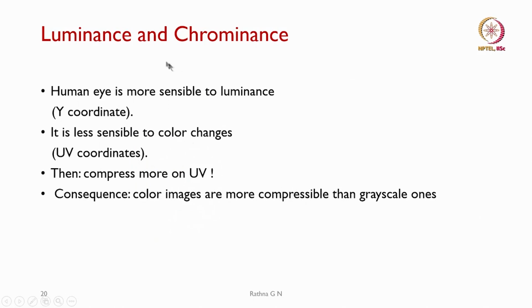So, how are we going to do that? We know that the human eye is more sensitive to luminance, that is the Y coordinate, and it is less sensitive to color, that is the UV coordinates. So, then compress more on UV and less on Y. Consequently, color images are more compressible than grayscale ones, as you can see.